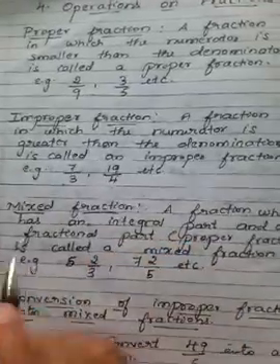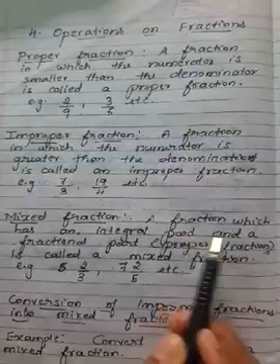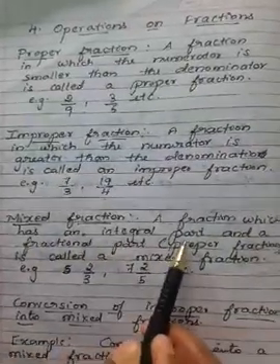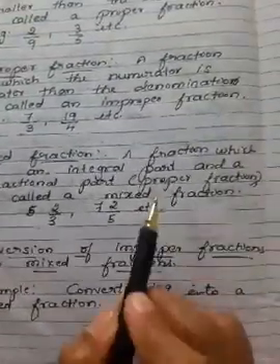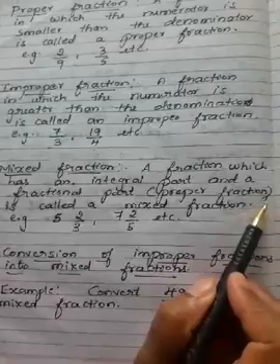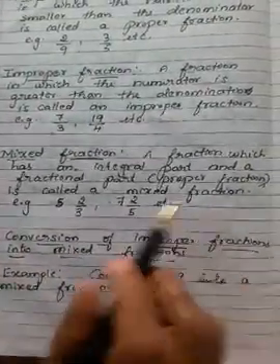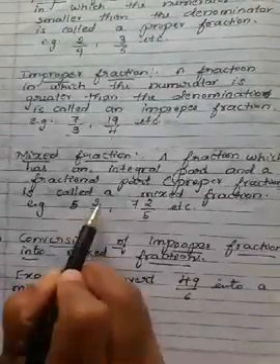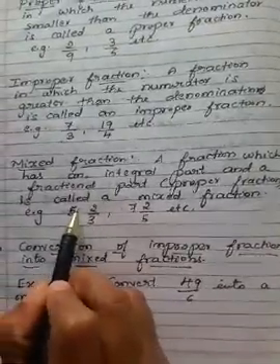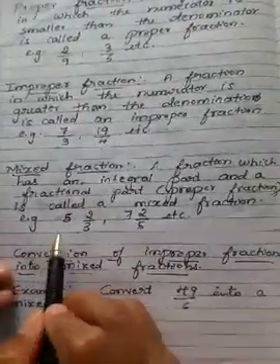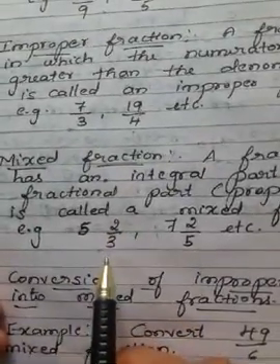Now next, third one is mixed fraction. So what is mixed fraction? A fraction which has an integral part and a fractional part. That is, the fractional part should be a proper fraction. So it is called a mixed fraction. Now see, this is a mixed fraction, 5 2 upon 3. So this fraction has an integral part. So which is the integral part? 5 is the integral part here and 2 upon 3 is the fractional part.